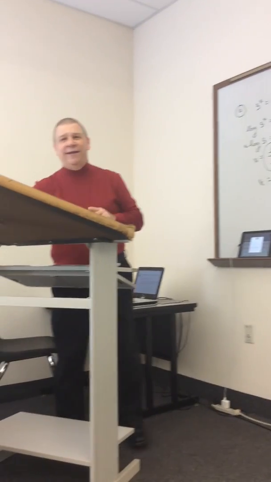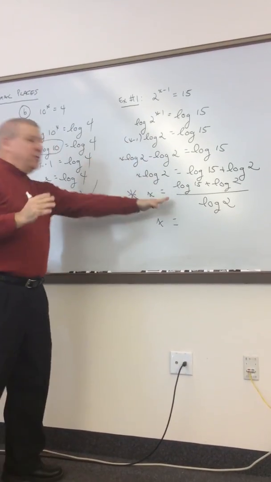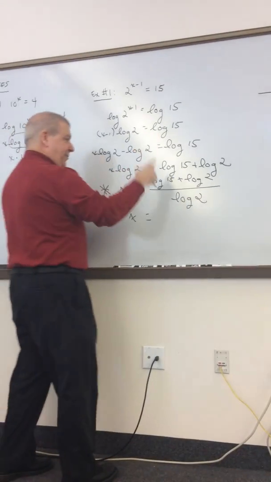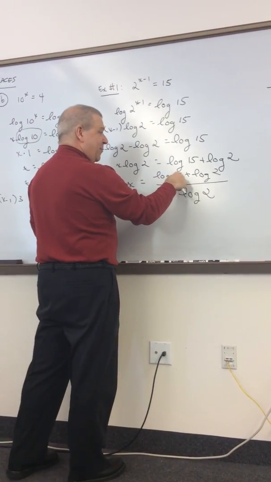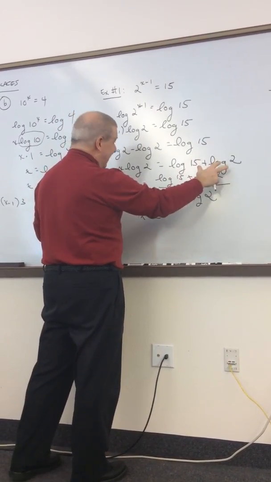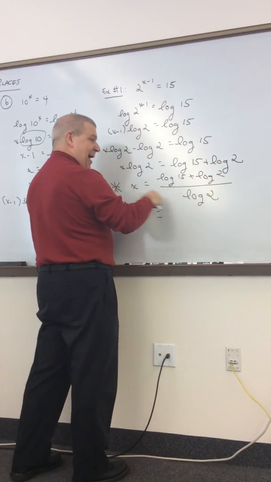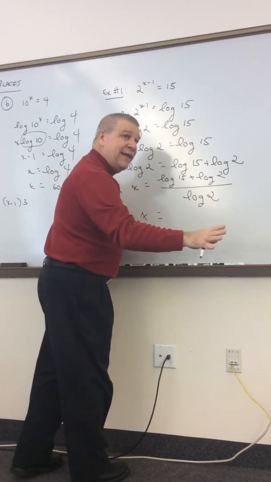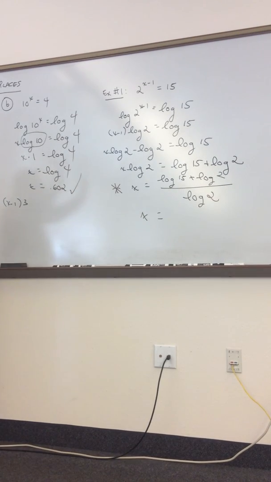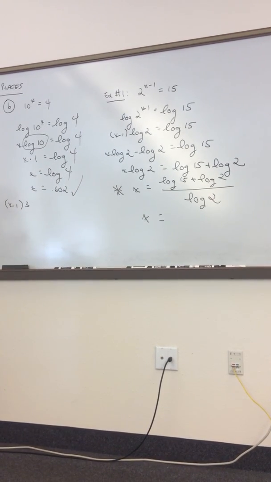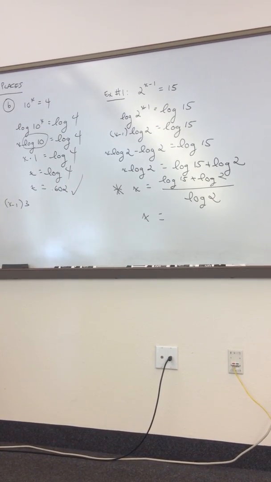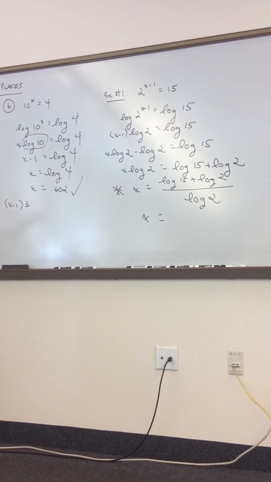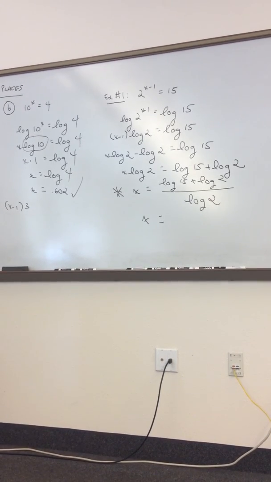Now, on your calculator, get the answer. You're done with the work. Enter log of 15 plus the log of 2, then hit the equal sign, divided by the log of 2, and then hit the equal sign. Your calculator's going to do it all. Shut up back there. Don't talk to him. We did the same thing.